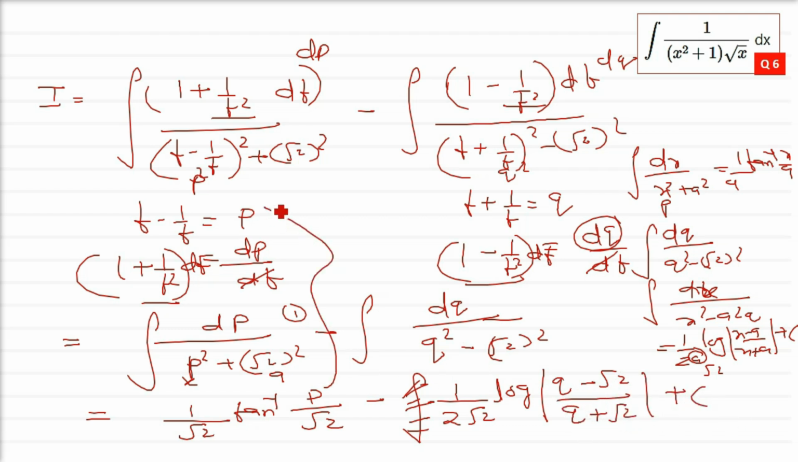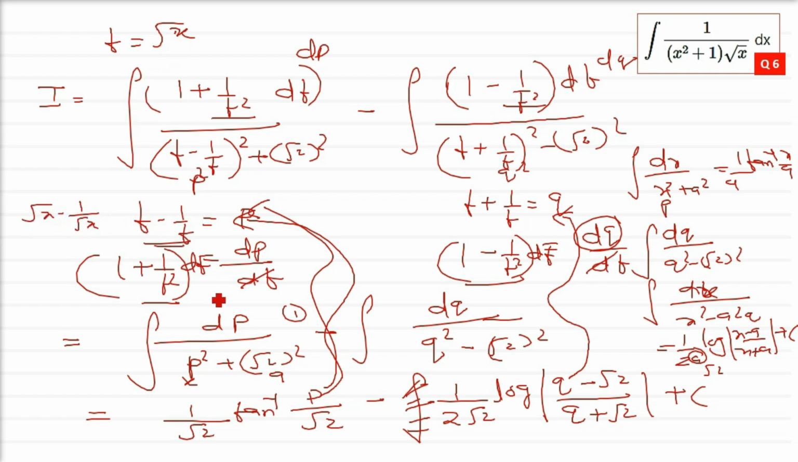So we will now replace p by t minus 1 by t, and q by t plus 1 by t. But remember, t also needs replacement. Initially, we took t as under root x. So first p will be replaced by t, and ultimately t will be replaced by under root x. Let's do it here before we write the final answer. t minus 1 by t is root x minus 1 by root x. Taking the LCM, it will be x minus 1 divided by under root x. This will come in place of p.